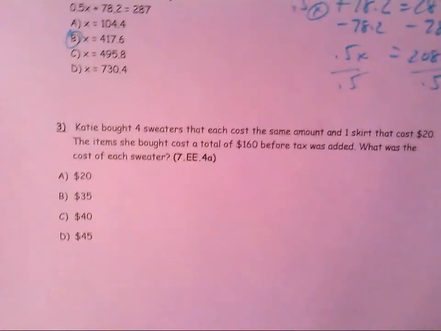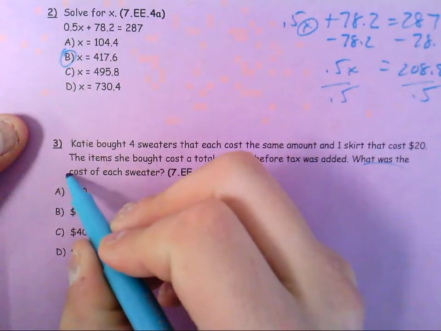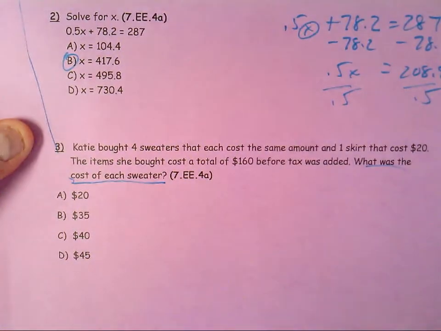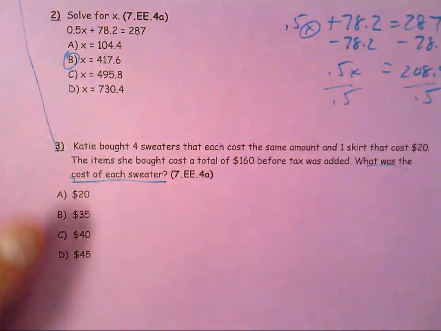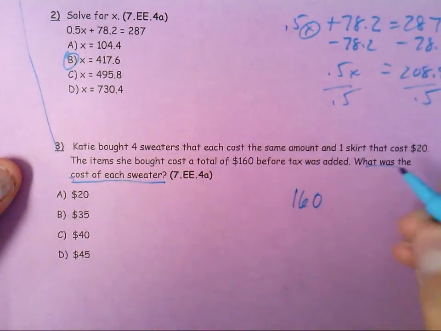Moving on to number 3. Katie bought 4 sweaters. Each cost the same amount. What was the cost of each sweater? Number 3 is very, very similar to number 1 as far as figuring out the number, so I'm going to work backwards from this one. It doesn't say I have to write an equation, so most of you are pretty good without the equation.